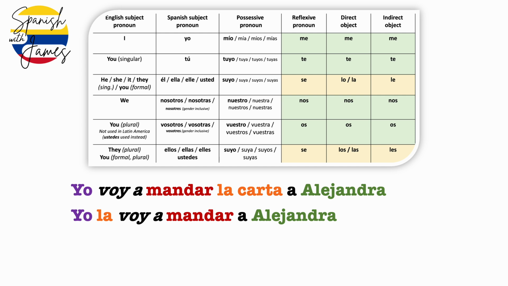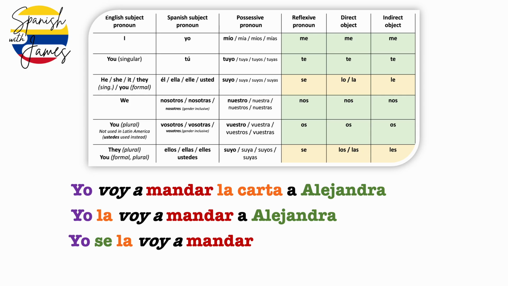I'm going to put the it right at the beginning. It, I'm going to send. La voy a mandar. If I now replace Alejandra with se, the indirect object pronoun, that goes first of all. So it goes indirect, then direct, and then your verbs. Se la voy a mandar, or yo se la voy a mandar.